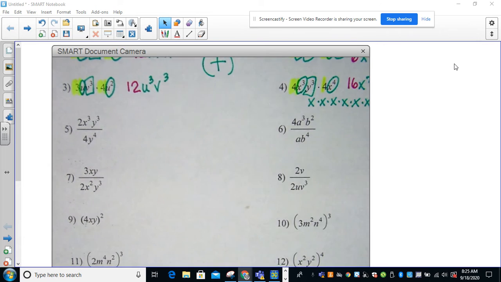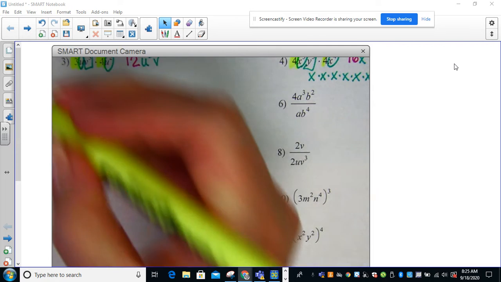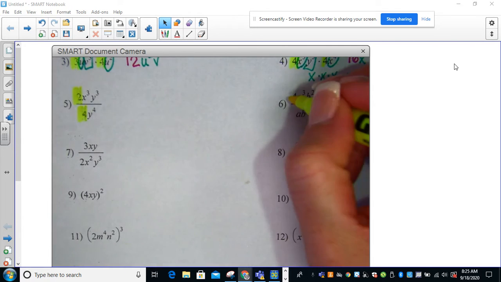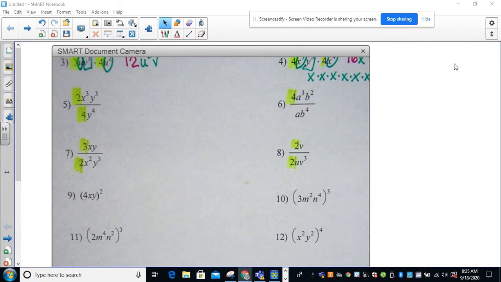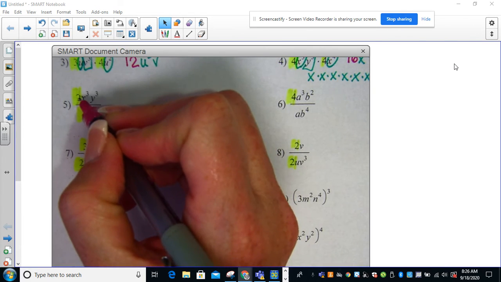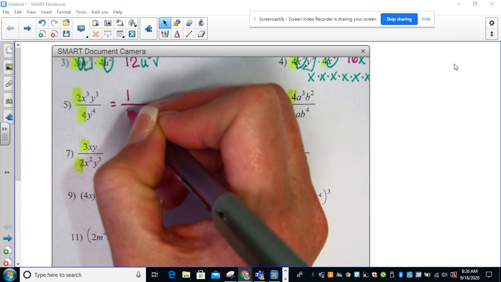Then we have dividing for the next 4. Again, I'm going to start with the coefficients here and here. Here's 1, here and here, here and here. And you actually treat those like regular numbers, fractions, however you want to look at it. So here we have 2 over 4, which can be simplified to 1/2.